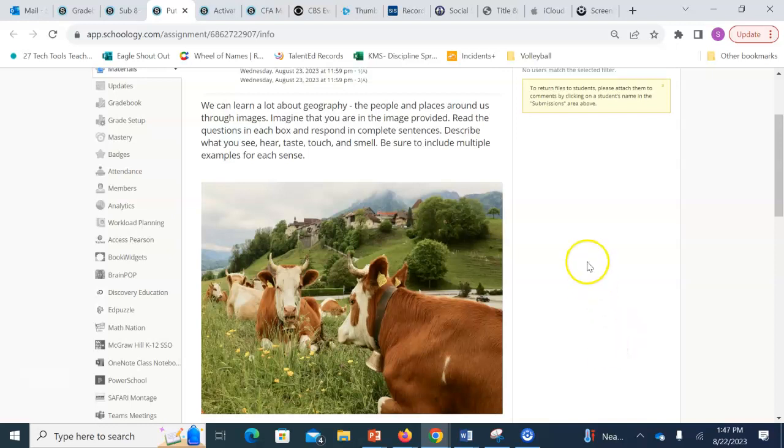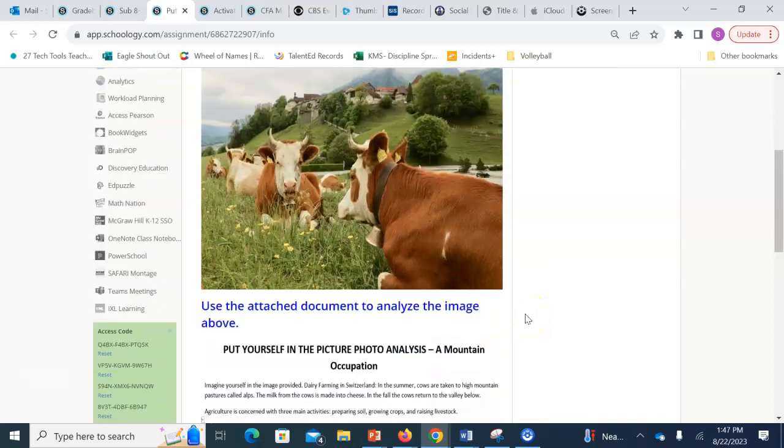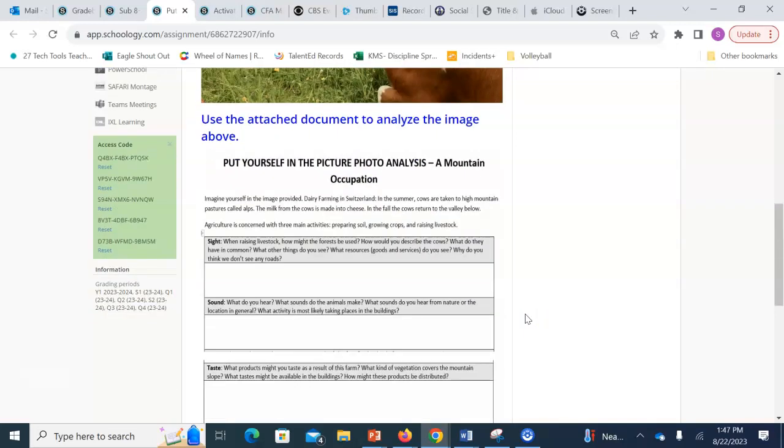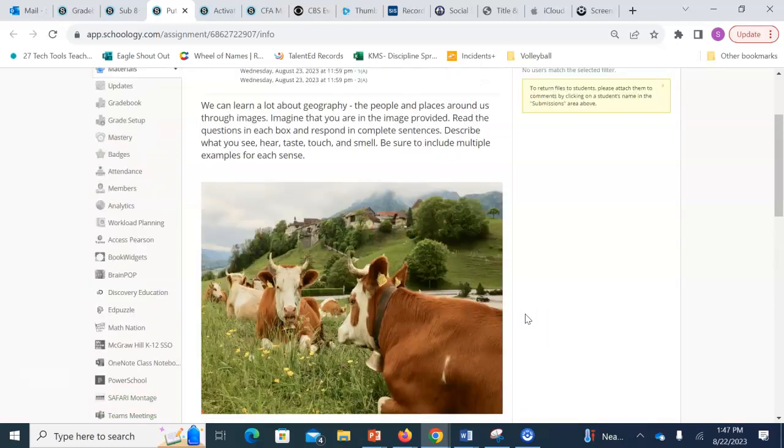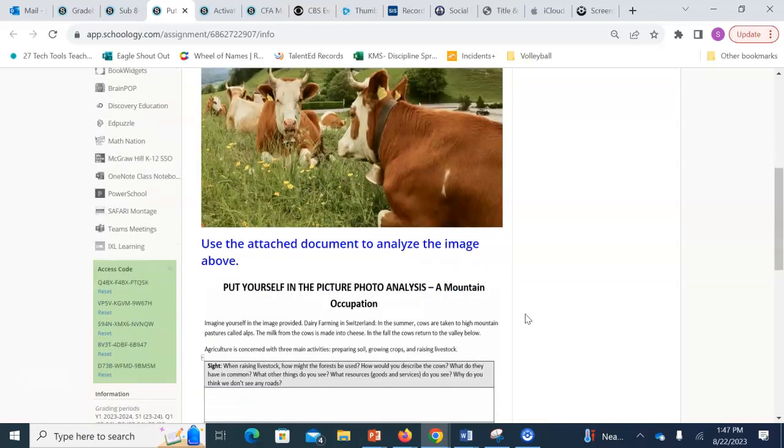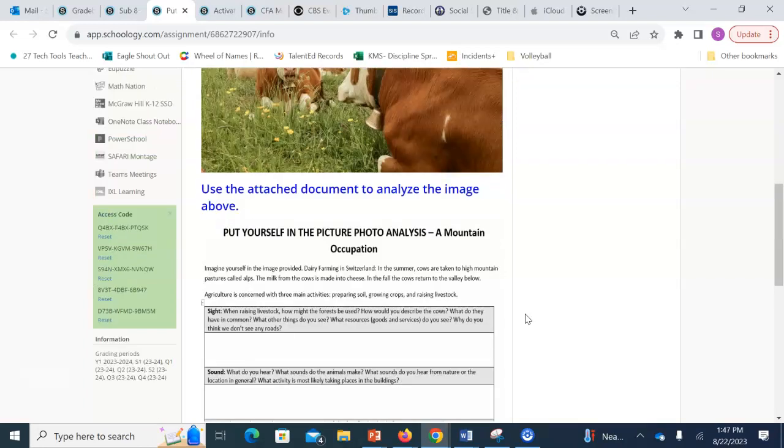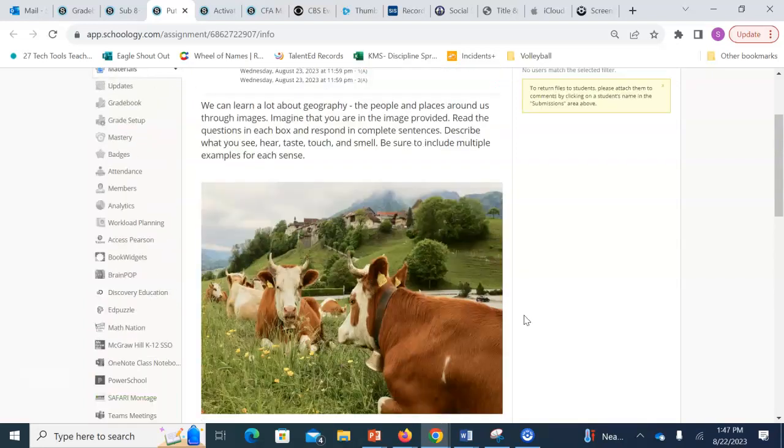All right, so take a few moments to do sight. Once you've had time to do sight, move on to the next one, sound. What do you hear? When you look at this picture, what are sounds that you might hear? Remember, you're in the picture. What sounds do you hear? What sounds are animal sounds? Like what's coming from the animals? What sounds are nature sounds? So this is pretty outdoorsy. What are the sounds you hear that are coming from nature?